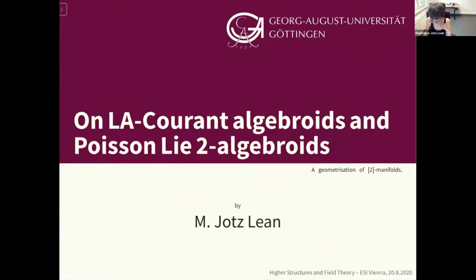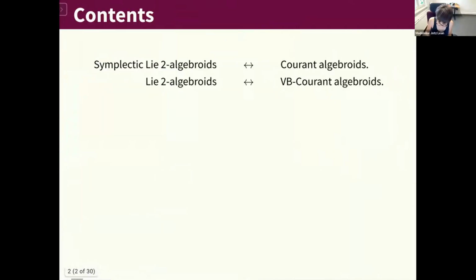Right, so the title is a little bit complicated. I realized while preparing the talk that what I really want to tell you about is the geometrization of 2-manifolds. But of course, this title is a little bit my motivation for the talk. So let me change the color.